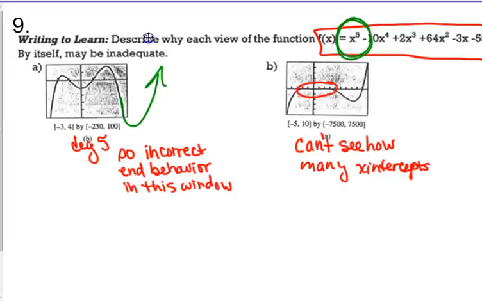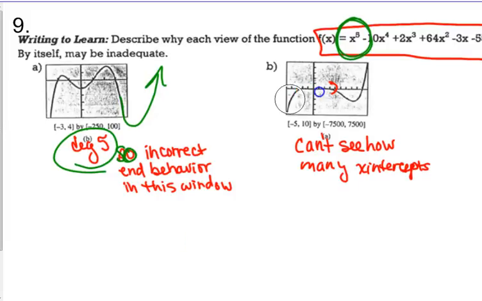So I just wrote, it says describe why this is not a good window. And I said it's a degree 5. So, it's incorrect end behavior. You don't have to write all that. Just write, it's degree 5, bad end behavior. Not all the end behavior is there. Whatever you want to write.